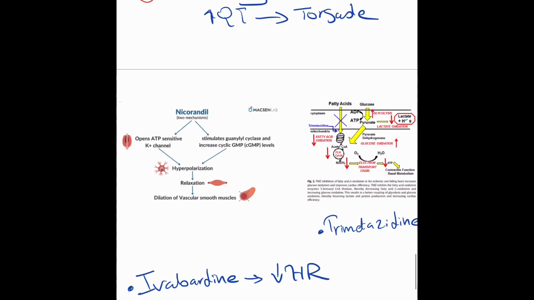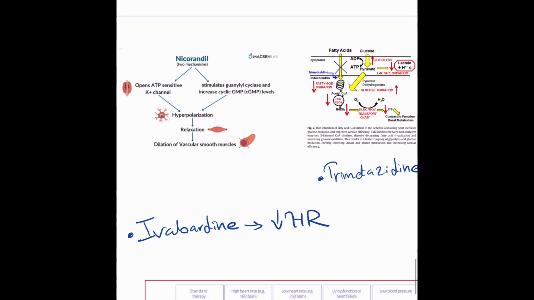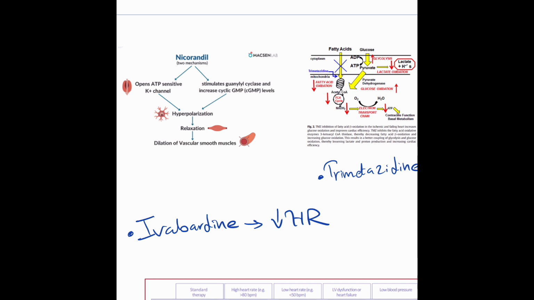Now we're going to briefly talk about three other drugs: nicorandil, trimetazidine, and ivabradine. So nicorandil basically has two mechanisms. Essentially, it opens the ATP-sensitive potassium channel, and it increases cGMP via stimulating guanylyl cyclase. And this causes hyperpolarization, which results in relaxation.